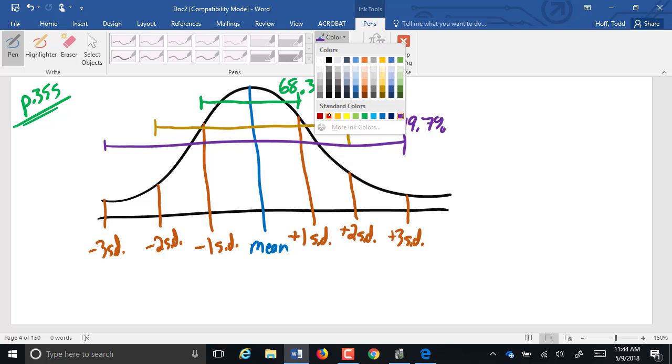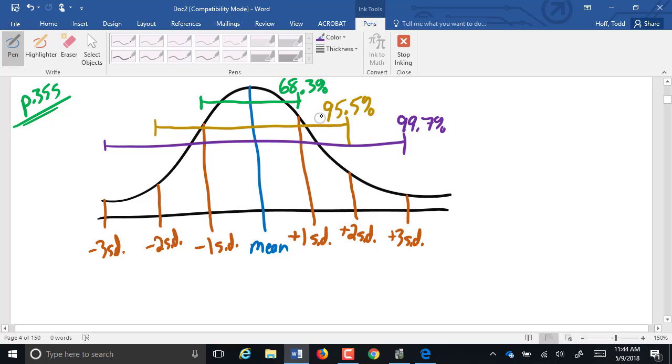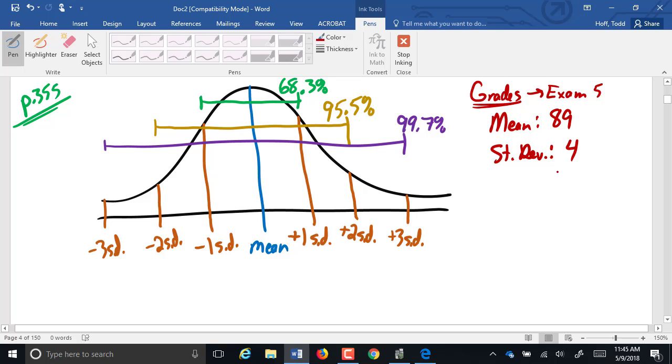So what does this tell us? Well, let's say we're looking at grades in a course. In fact, let's look at grades for the next exam, for exam 5. And let's say over the last 13 years of me teaching this course, there's been a mean grade on this test of 89 points, and a standard deviation of 4. So what that's telling us is the center, the mean here, is going to be 89.